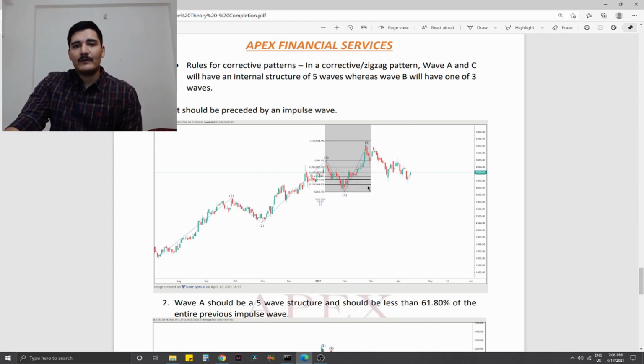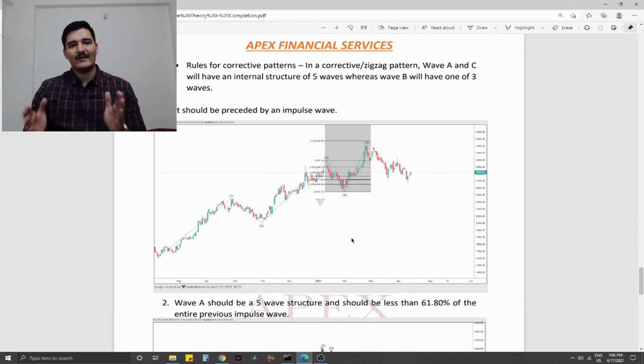Now after an impulse wave, you start to have correcting sessions or corrective waves, which is visible here as well. After that clear 0 to 5 move, it went sluggish, or it is now even coming down. Now after a 5-wave move, it is known as a 3-wave corrective wave, as I've been talking about again and again. 1 2 3 4 5 impulse, ABC corrective.